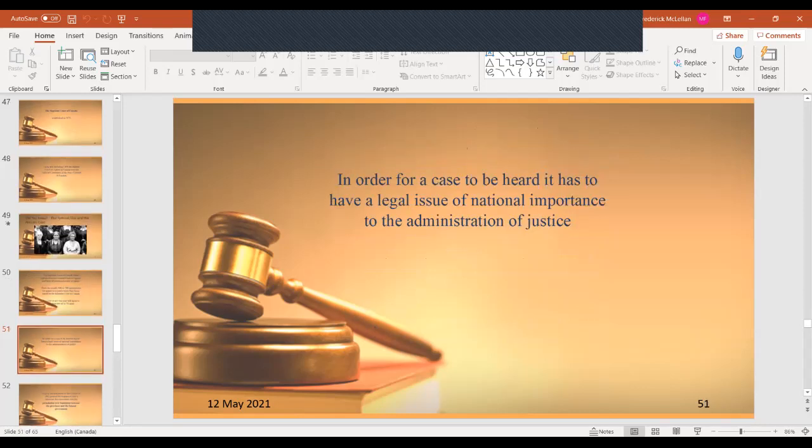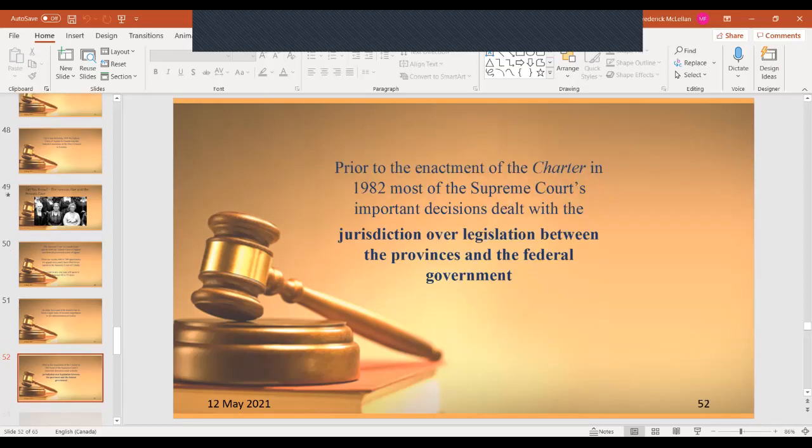In order for a case to be heard by the Supreme Court, it has to have a legal issue of national importance, right? So even if on the face of it, the decision at a lower court of appeal was absolutely wrong, and sometimes even a miscarriage of justice, the Supreme Court won't hear it if it doesn't have application across the country. That's why it limits its decisions, because its purpose is to make law across Canada.